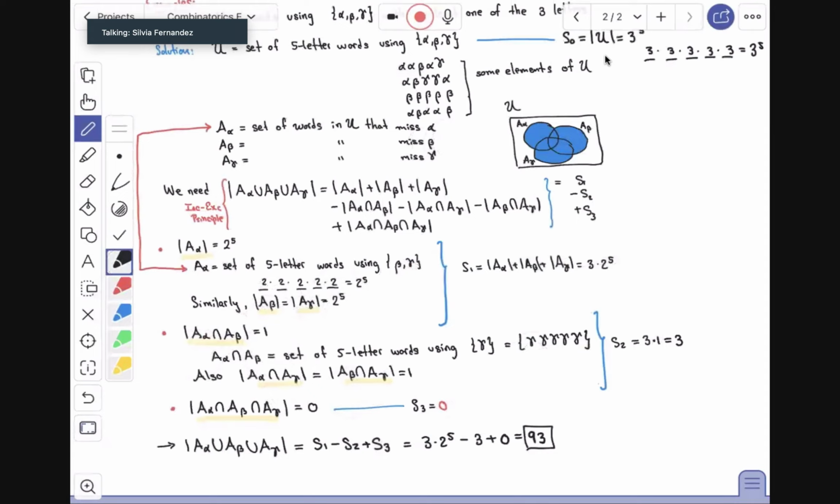For the triple intersection, it would be words that use alpha, beta, and gamma, but at the same time do not use alpha, do not use beta, and do not use gamma. There is no word like that, so that's 0. That's my S3. And now I just alternate: this minus that plus that. That's the inclusion-exclusion principle, and that gives me the 92.